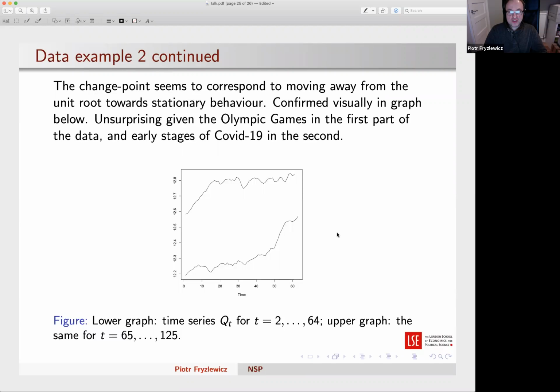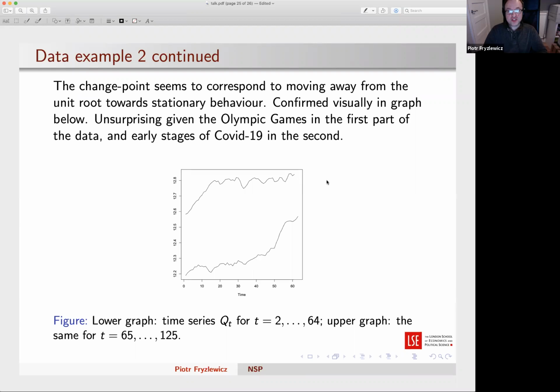Well, if you look at this plot, in the bottom part of the plot, you get the data up to the change point. So bottom plot, up to the change point. In the top plot, these are the data after the change point. And you can visually see how NSP may have concluded that this is a change from a unit root behavior, from a sort of explosive behavior in the bottom plot, to more stationary behavior in the top plot.